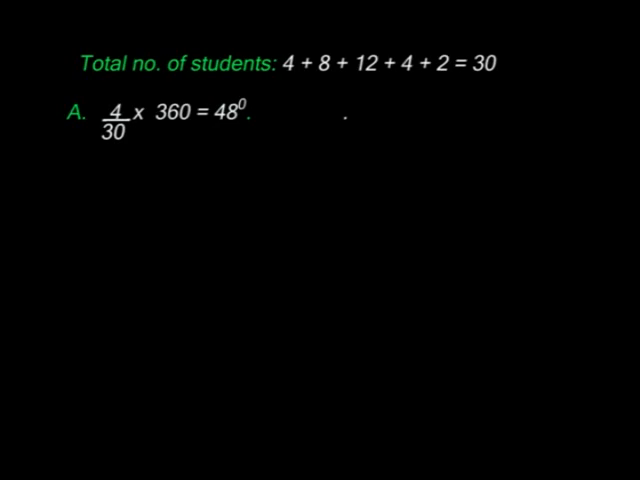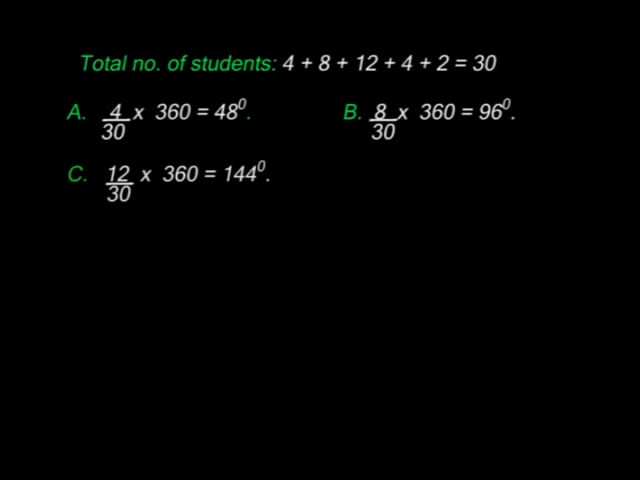B, there were 8 students. Out of 30, I multiply by 360, I get 96. C was 12 over 30 times 360, I get 144 degrees. D, 4 students out of 30 times 360 degrees gives me 48. E, 2 students out of 30, I multiply by 360 and I get 24 degrees.